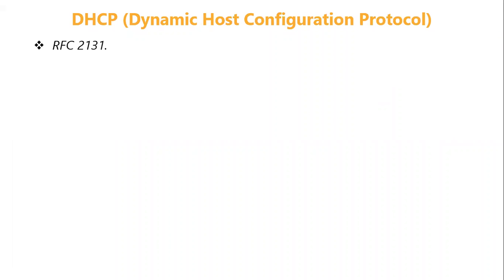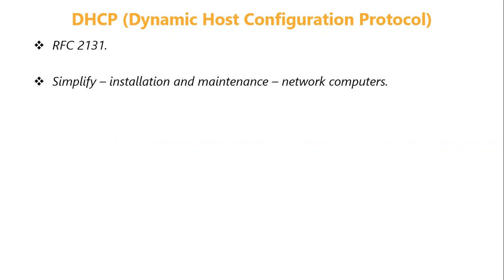Welcome. The topic we'll be discussing in this lecture is DHCP, Dynamic Host Configuration Protocol. It is specified through RFC 2131, Request for Comments 2131. Mainly DHCP is used in mobile IP for allocating COA, care of address.